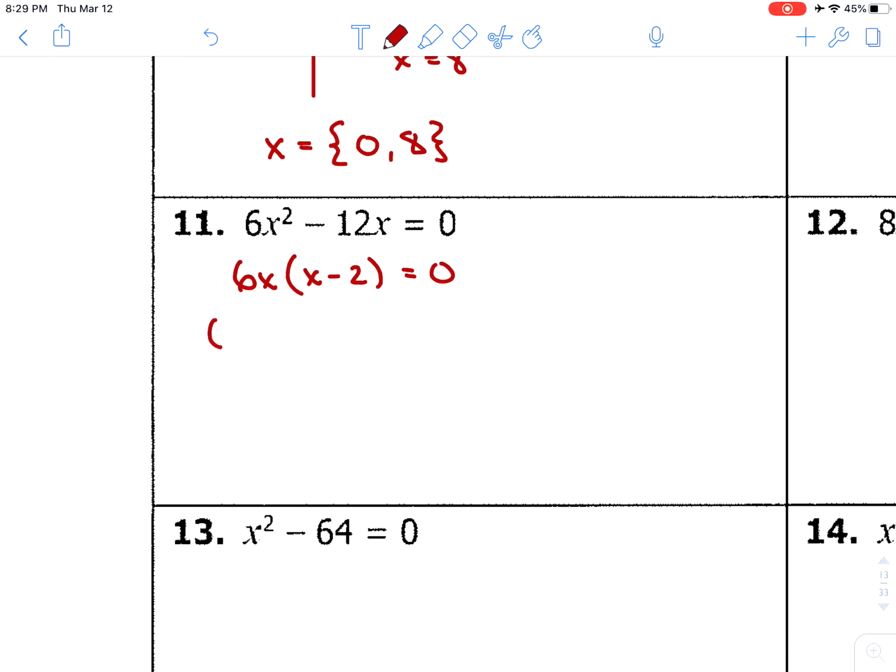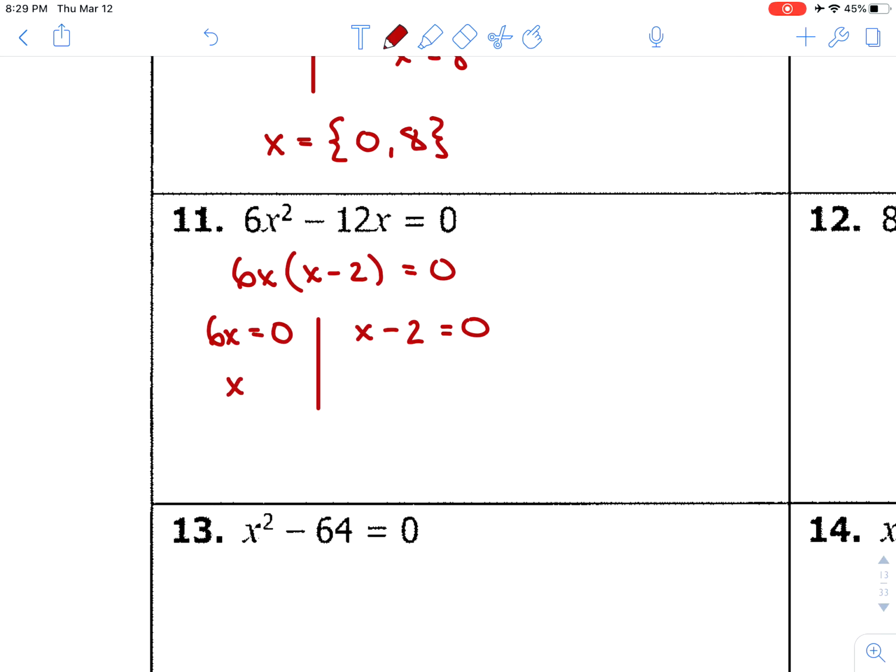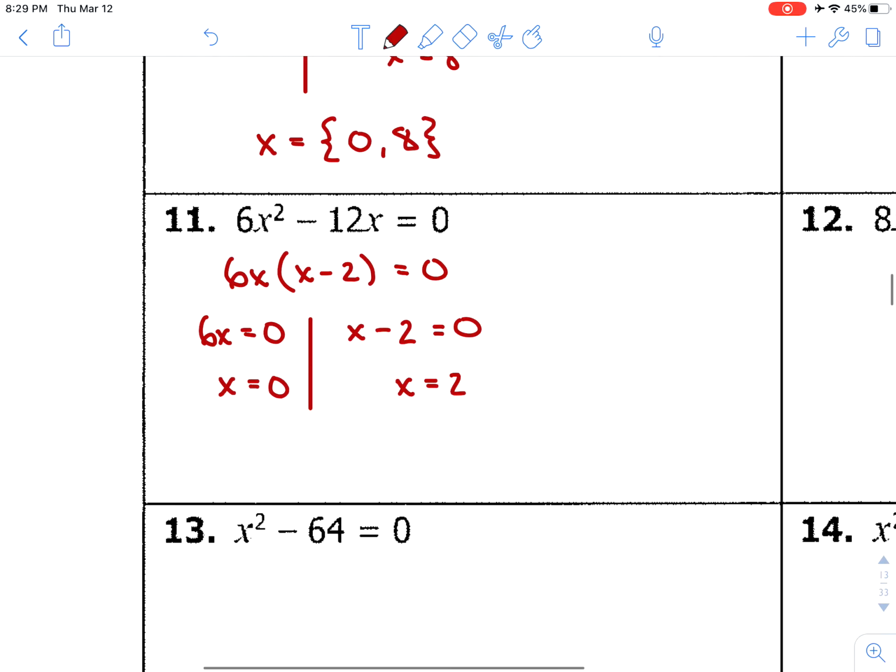All right, so now I want to set each individual factor equal to 0 so that I can solve this. On the left, I have 6x equals 0. If I divide both sides by 6, 0 divided by 6 is 0. On the right, if I add 2, I get x equals 2. Again, for two solutions here, x equals 0 and 2.